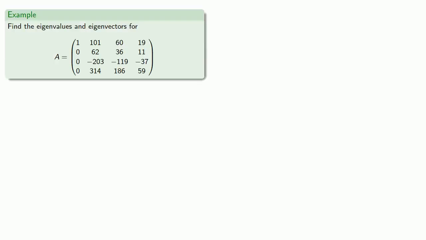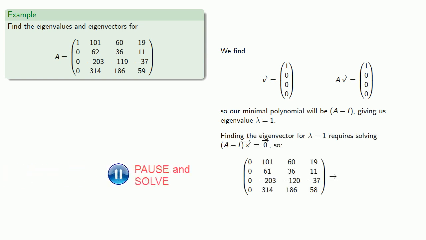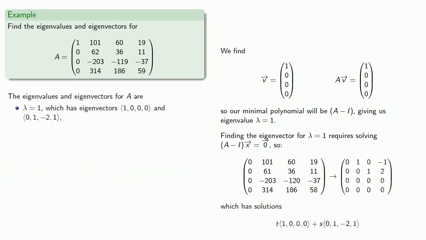So for example, let's say we want to find the eigenvalues and eigenvectors for a 4x4 matrix. We'll pick the most exciting seed vector possible. Or maybe not. We find Av, and our set v, Av is obviously dependent, and so our minimal polynomial will be A minus I, which gives us an eigenvalue of lambda equals 1. And once we know the eigenvalue, we can find the eigenvector, and we find we actually have two eigenvectors associated with it. So lambda equals 1 has two eigenvectors.